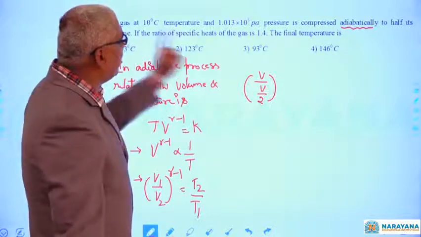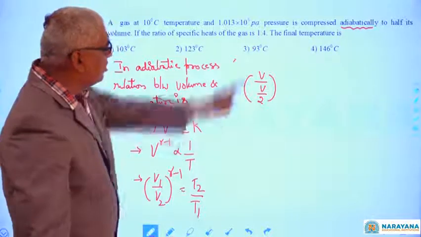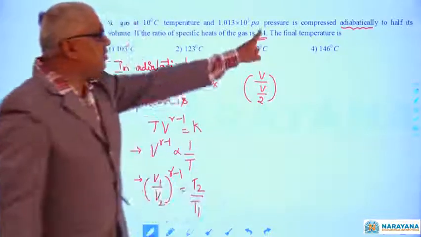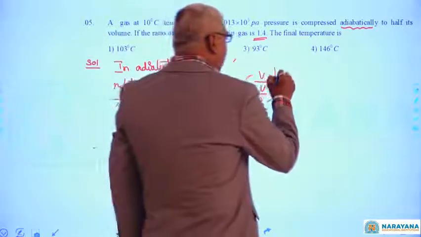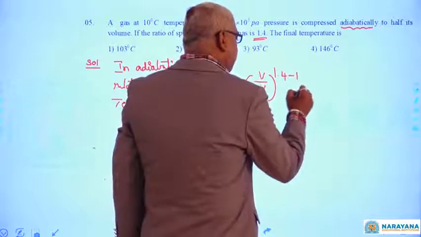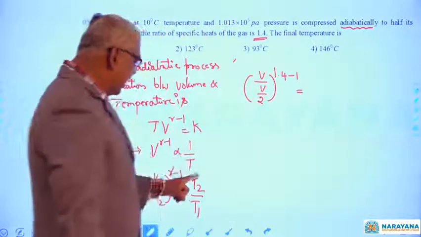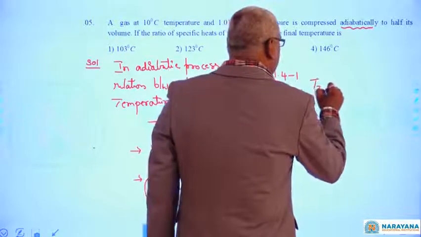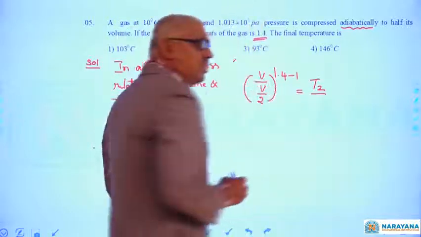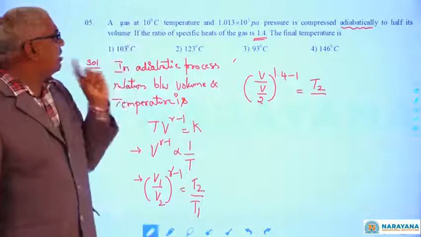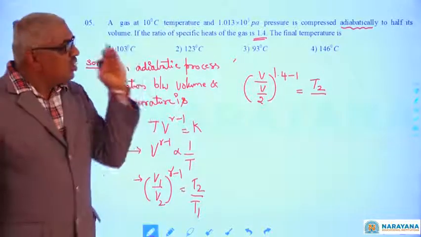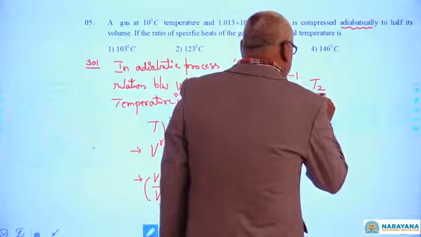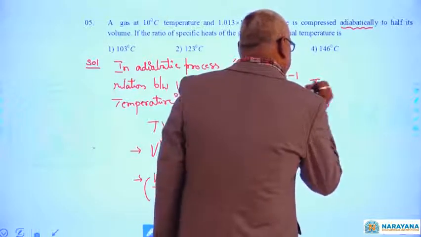What about the value of gamma? It is given as 1.4. So (1.4 minus 1) is equal to T2 by T1. You don't know T2, but what is T1? 10 degrees Celsius, which you can write as 273 plus 10, 283. So T1 is 283.